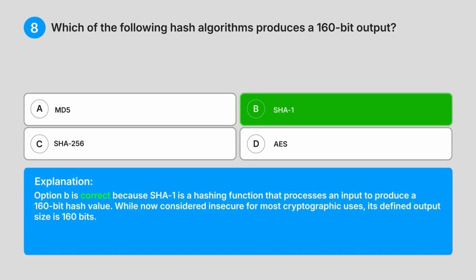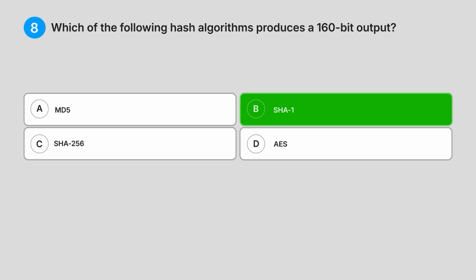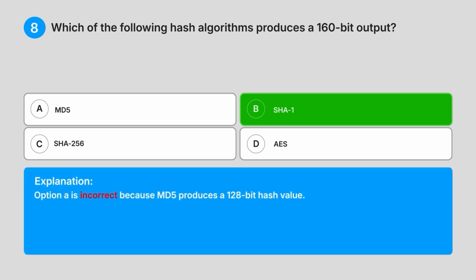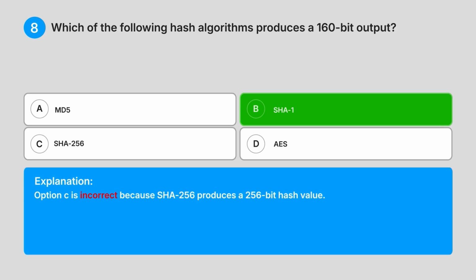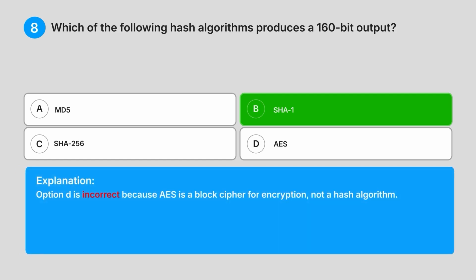Explanation: Option B is correct because SHA-1 is a hashing function that processes an input to produce a 160-bit hash value. While now considered insecure for most cryptographic uses, its defined output size is 160 bits. Option A is incorrect because MD5 produces a 128-bit hash value. Option C is incorrect because SHA-256 produces a 256-bit hash value. Option D is incorrect because AES is a block cipher for encryption, not a hash algorithm.